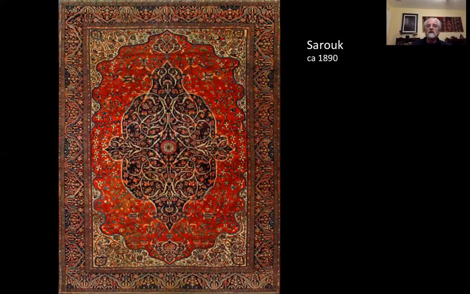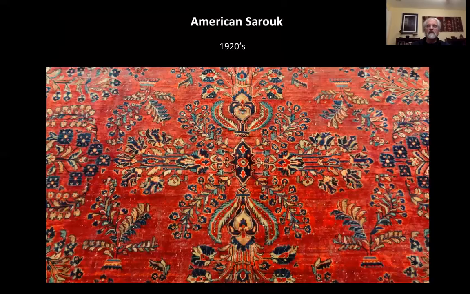Here's that Saruk I showed you earlier. These are splendid carpets. They're very, very wonderfully woven, and they're finely woven. So these are high quality pieces. Now here's something that we call the American Saruk.